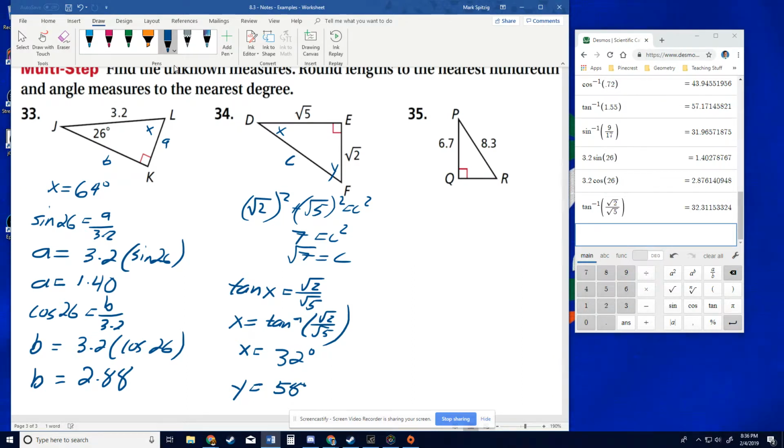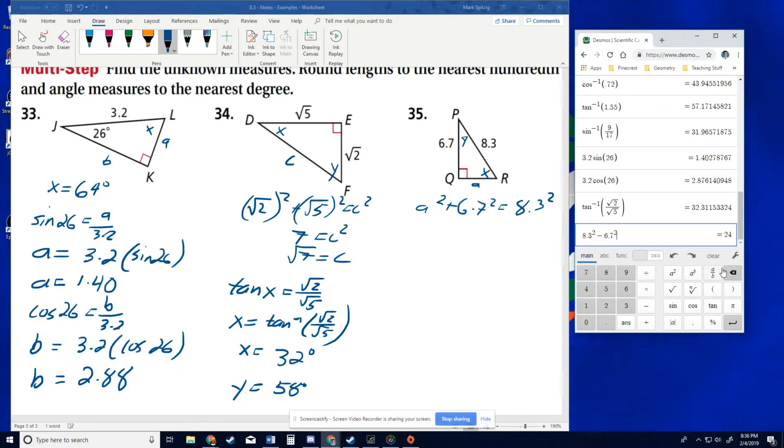Okay, awesome. Let's go on to this one over here. We're trying to find this angle x, this angle y, this side a, we'll call it. So we have a squared plus 6.7 squared equals 8.3 squared. And we can do most of that. We got 8.3 squared minus 6.7 squared, and we can take the square root of that whole... should not have done that. All right, so that's just 24.